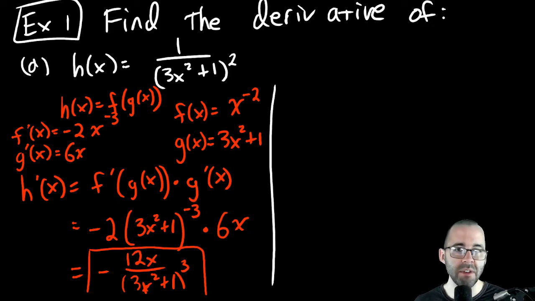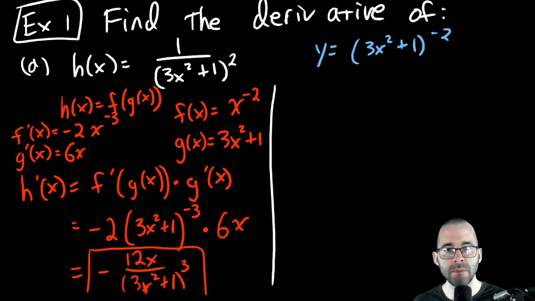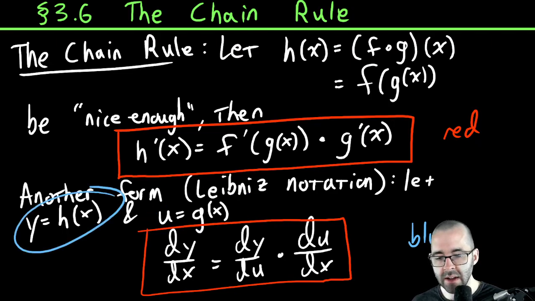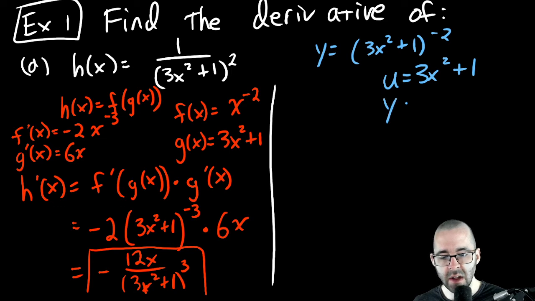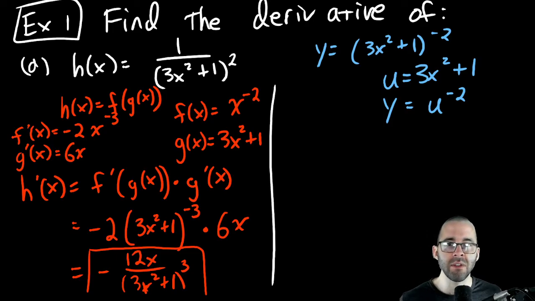But you can also use Leibniz notation, right? y equals, again, 3x squared plus 1 to the negative second power, where u is the inside function, and y is h. So if u equals the inside function, 3x squared plus 1, y is just u to the negative second. Again, this is really the same thing, just instead of f and g, it's y and u.